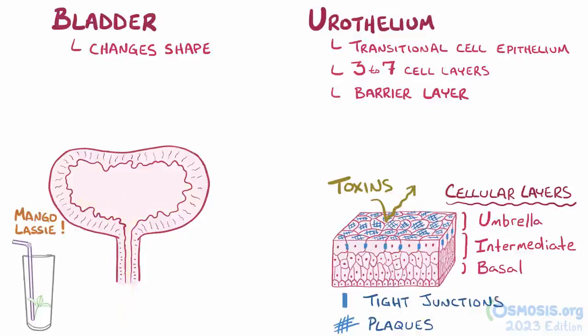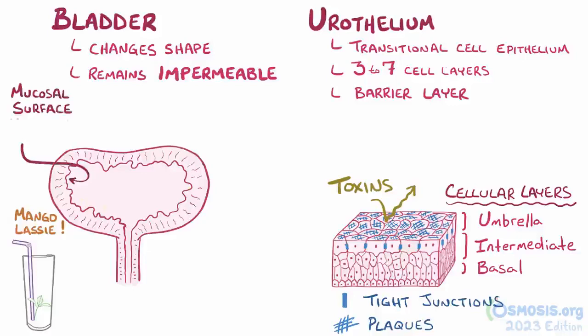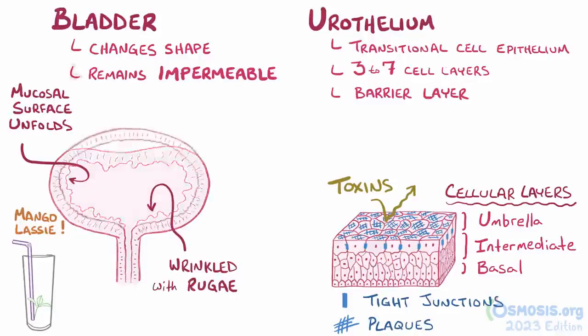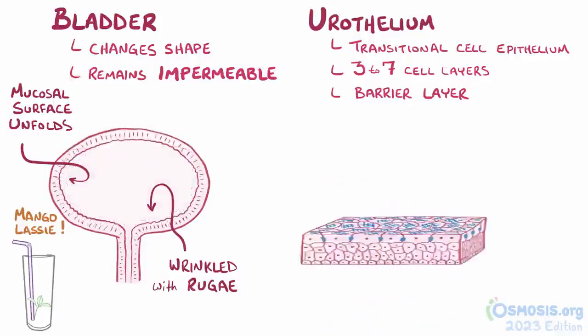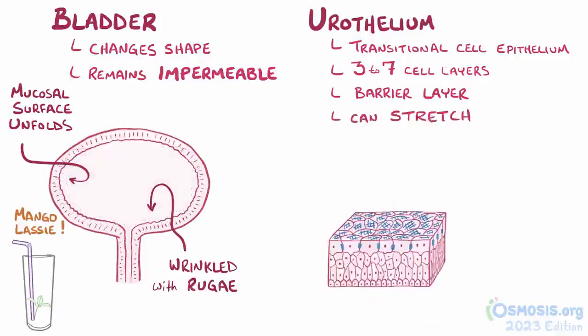Therefore, the urothelium has to be able to maintain its impermeable properties during these normal changes in bladder shape. Most of this is allowed for by the unfolding of the mucosal surface when the bladder fills up. When the bladder is empty, this surface is highly wrinkled with rugae, which then smooths out as the bladder becomes distended. In addition to this, these umbrella cells of the urothelium have the ability to stretch with an expanding bladder. In fact, the term transitional of transitional epithelium refers to this ability to go through transitions of shape.